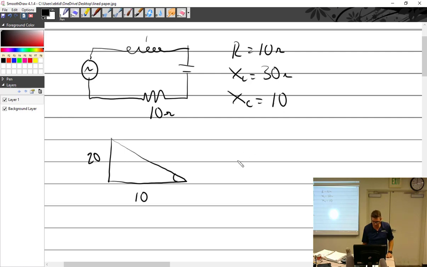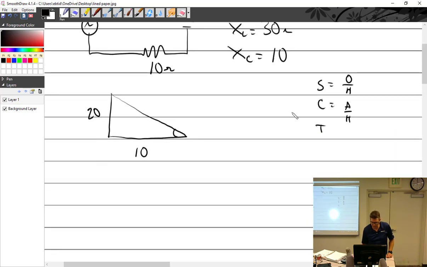So we had SOHCAHTOA. Sine equals opposite over hypotenuse. Cosine equals adjacent over hypotenuse. And TOA is opposite over adjacent. What do we know for this angle? Which two things do we have? Opposite. We have the opposite and adjacent. So which one do we use here? We'd have to use the tangent.